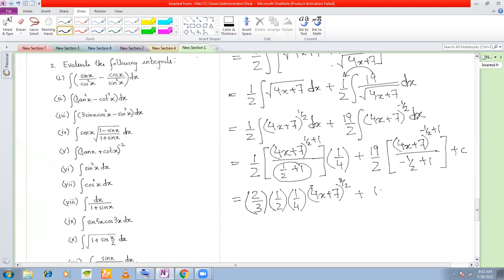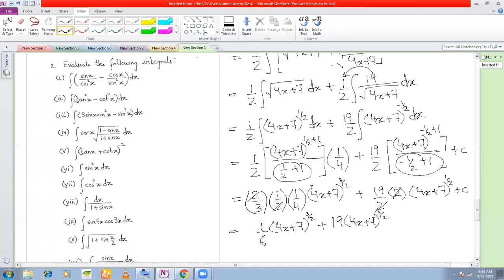plus here, if you take the LCM here, 1 minus half is half, and 1 by half is 2, so into 2 into 4x plus 7 to the power of 1 minus half, which is simply half, plus c. So now things are going to cancel here. So you get 1/6 4x plus 7 to the power of 3 by 2 plus here 2 will cancel. So you get 19 4x plus 7 to the power of half plus c.